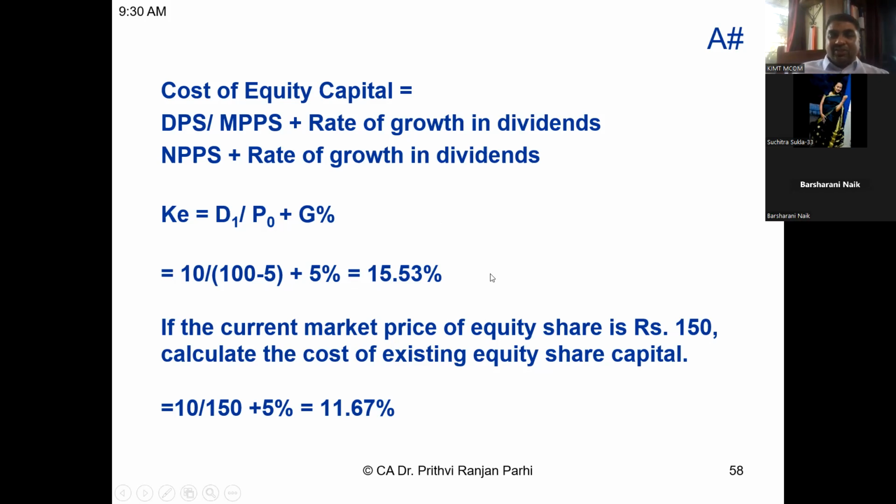Now there's another twist in the question. If the current market price of the equity shares is 150, then you can compute again. The dividend is the same: D1 by 150 plus 5%. It comes to 11.67%. That is how we will be computing cost of equity.